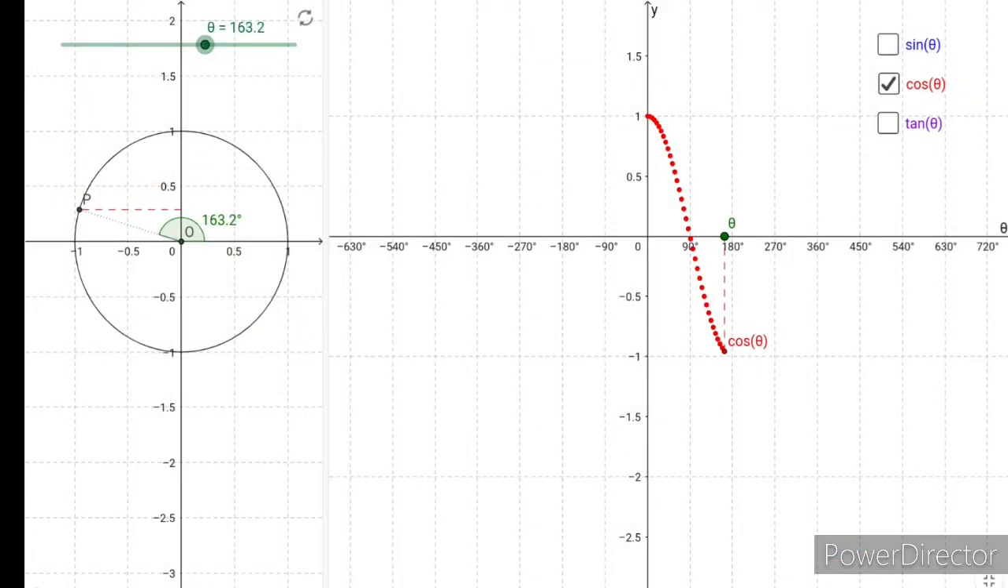If you observe, when it becomes 180, see, I am changing the theta. When it becomes 180, the length of the red line becomes the radius of the circle, which is minus 1. The length of this dotted red line matches with the radius of the circle, which is on the left hand side. So cos 180 will be minus 1. What happens after 180?